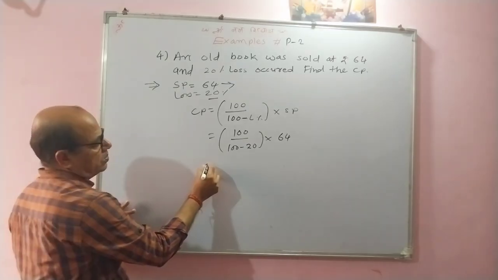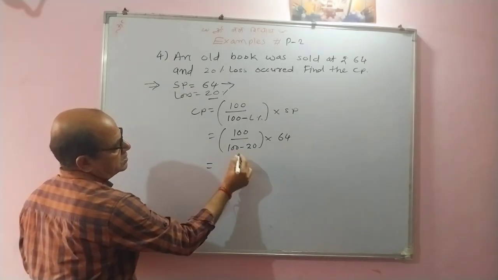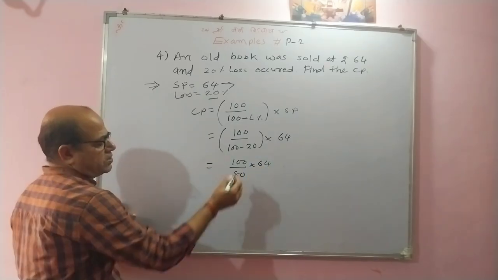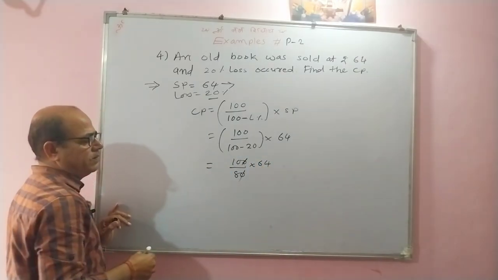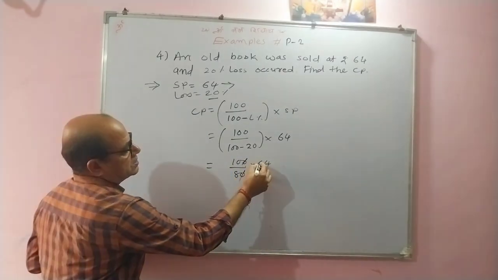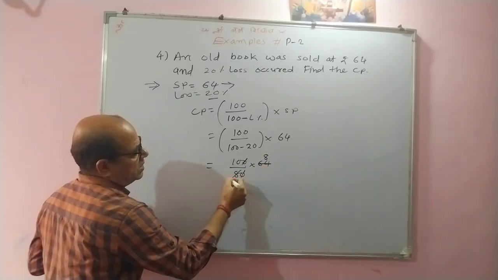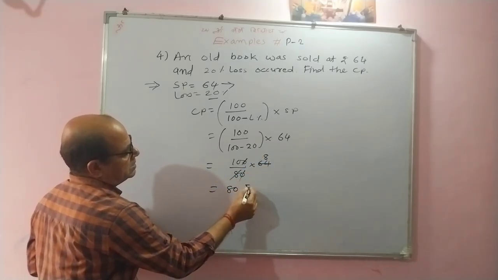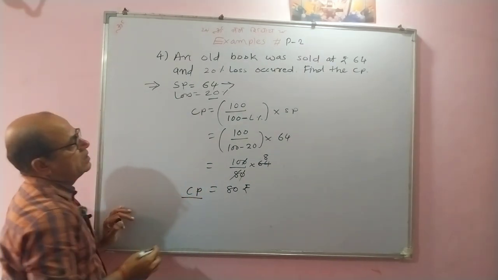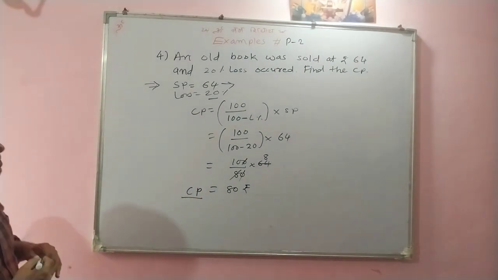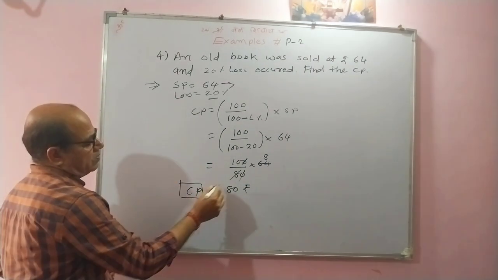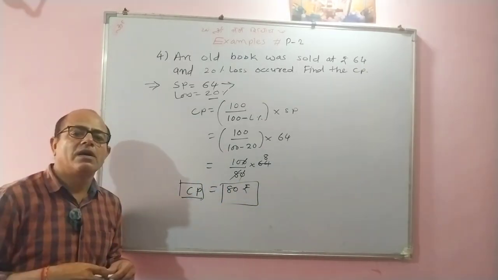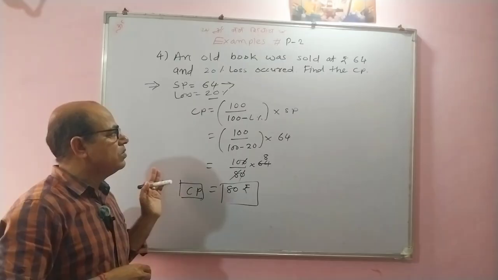So now what we'll do: 100 upon 100 minus 20 is equal to 80, into 64. Now 10 you have to cancel. Now 8 into 64, 8 eights are 64, so 8 is also cancelled. Now 10 eights are 80. So what is the CP of this old book? 80 rupees only. This way you can get the answer and do the solution.